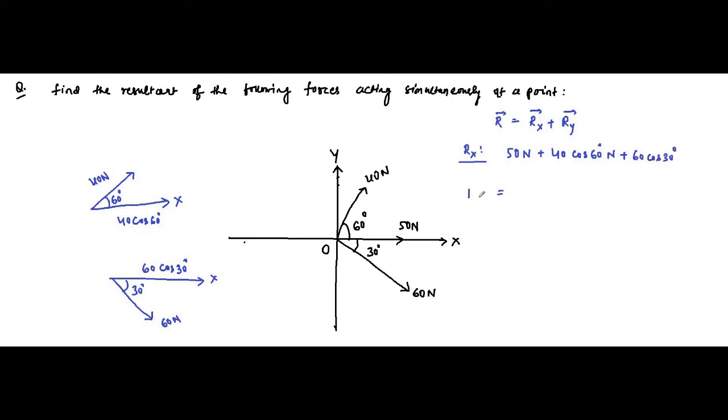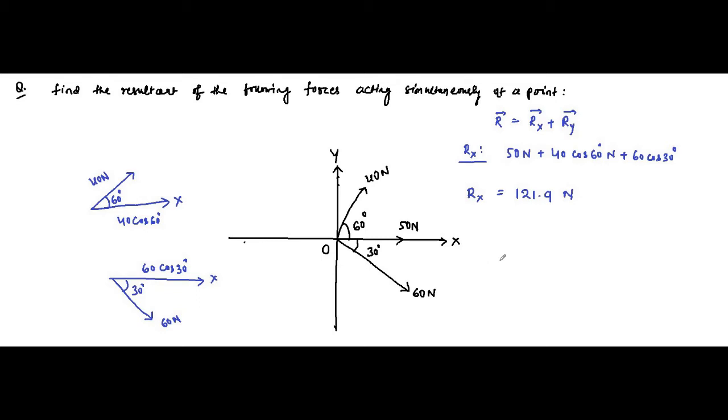So that is the component of the vector along the x-axis. It is equal to, cos 60 degrees, 40 by 2, that is 20, and 60 cos 30 degrees, that is 51.9. So that is equal to 121.9, 121.9 Newton. That is the x component.